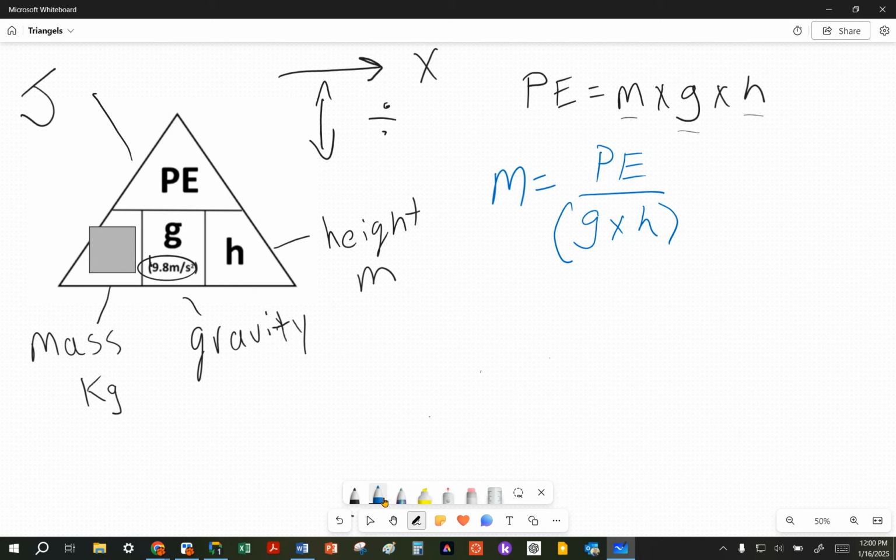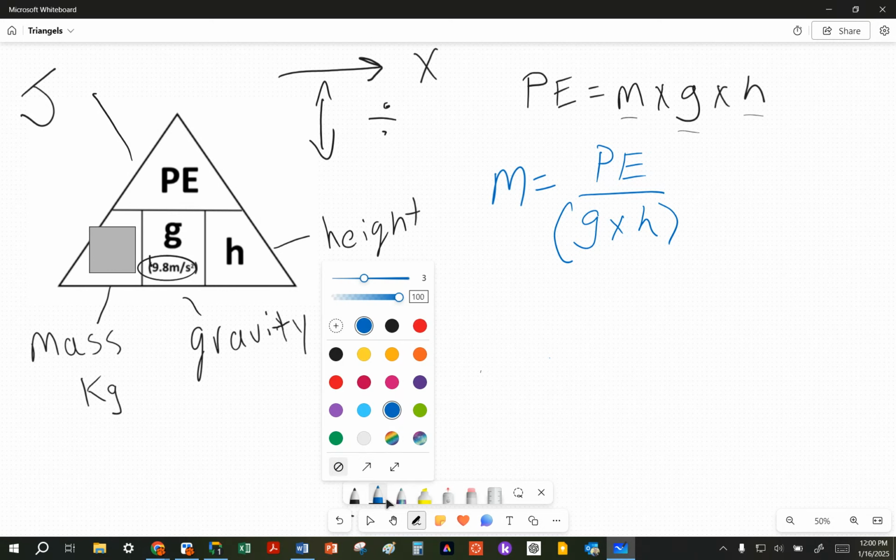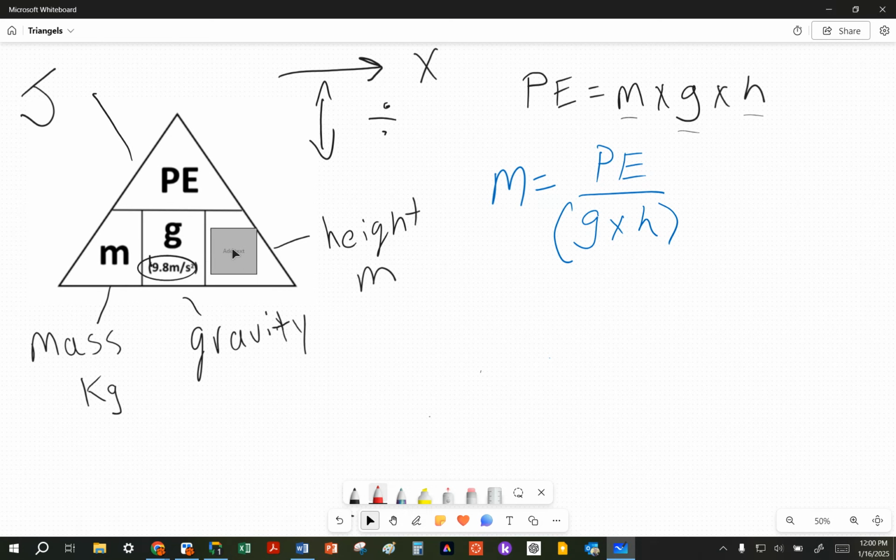All right, and next we're going to do the height. So for the height, I'm going to slide this over here. If you cover it up, it leaves me with the potential energy on top, the mass and gravity on the bottom. So when you're solving for height, you can use the formula PE divided by M times g. I'm going to put it in parentheses again, just to show you that that's what you do first before you do anything else. This is how you use a triangle to solve for anything that you might see.